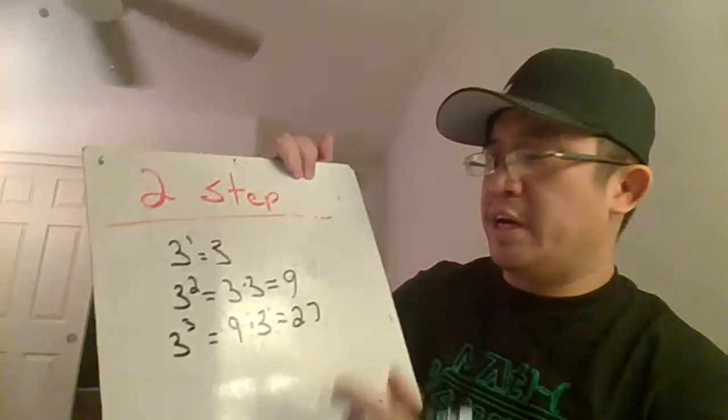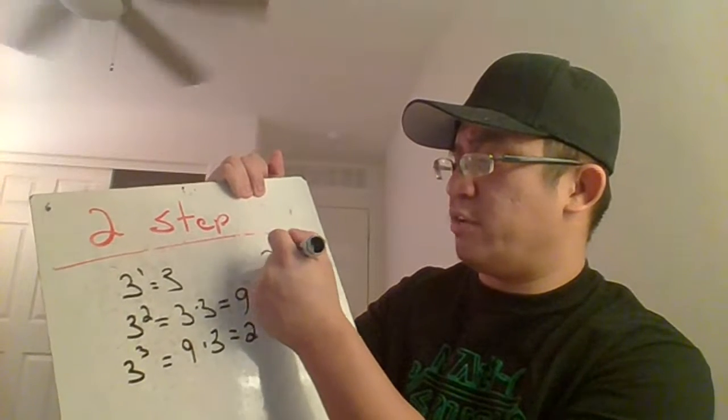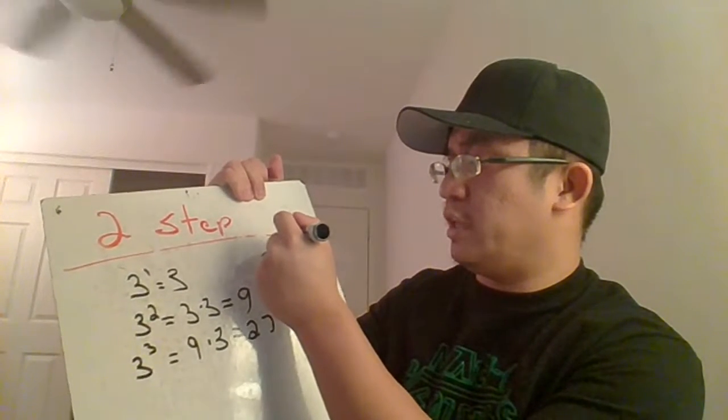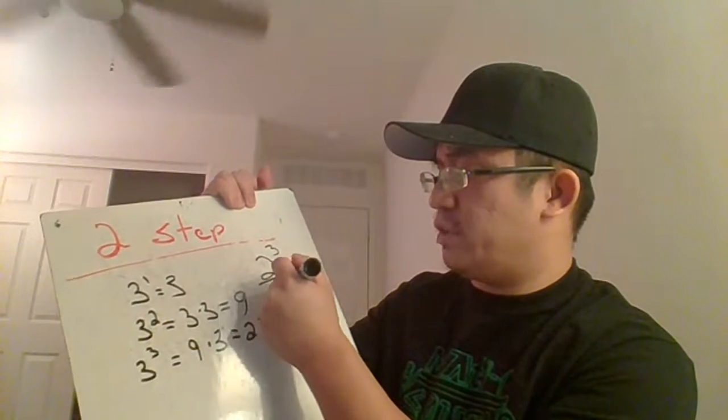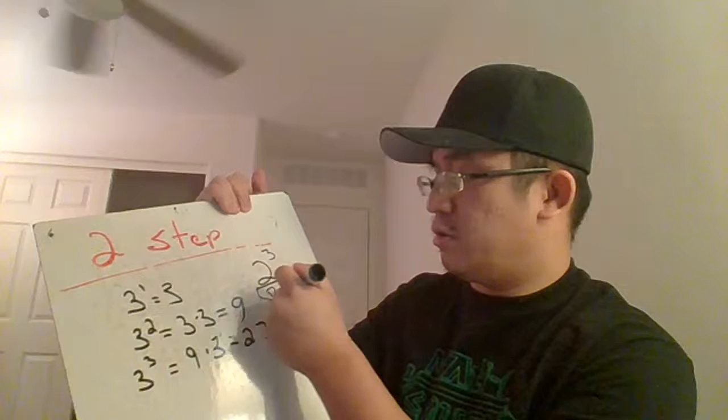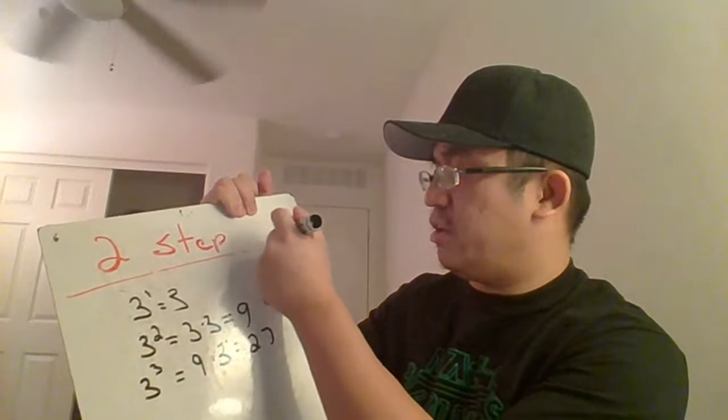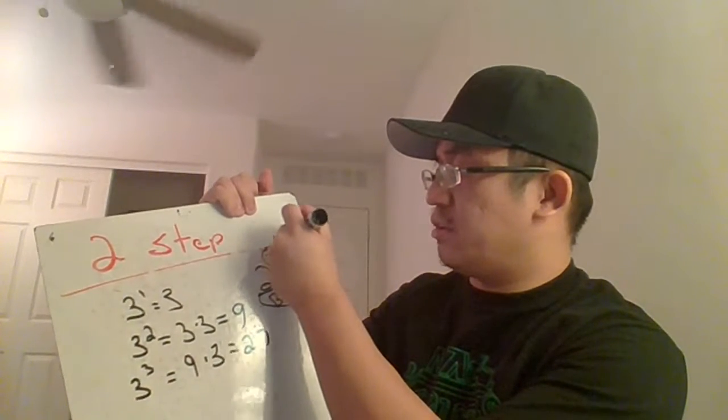We have 3 to the first equals 3. 3 to the second equals 3 times 3, which equals 9, and 3 to the third equals 9 times 3, which is 27. Now, if you can write this down, I'll write down 2 to the third power. This big old 2, that's called the base. And this little 3 right here, that's called the exponent.